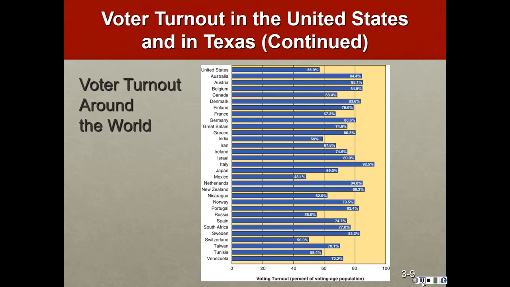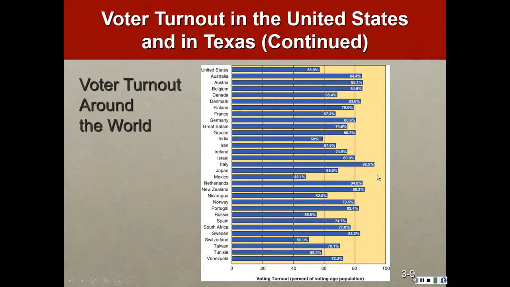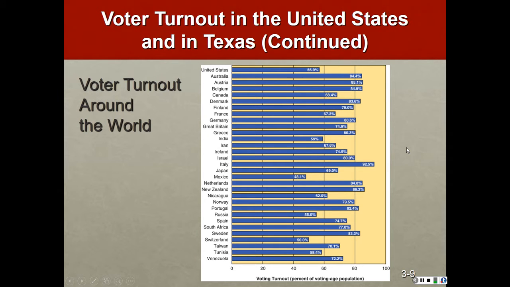If you look at who's lower than us, that's easier to do. Mexico, the voting turnout of their voting age population, 48.1%. Russia, 55%. Switzerland, 50%. Actually, we're a lot closer to the bottom than we are at the top. This is just to let you know how we, the United States, compare in our voting habits and tendencies with other major nations.